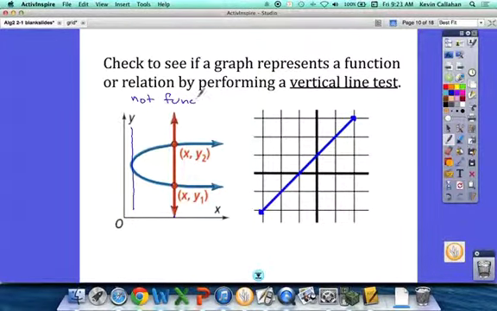Okay, what about our graph we had on the previous slide, which is this? Would that pass a vertical line test? Could you imagine any place that you could draw one vertical line and it intersects in more than one spot? No. So that is a function. Okay.